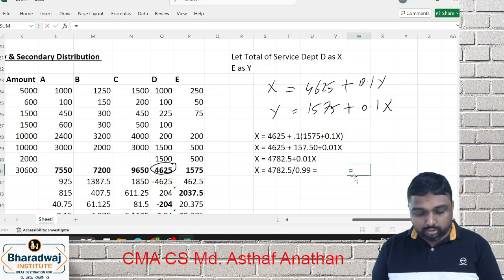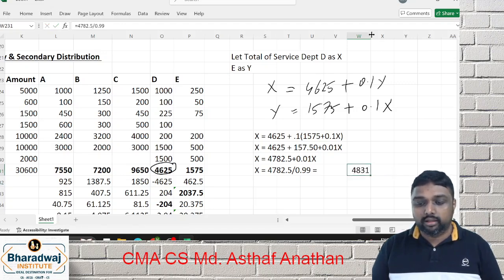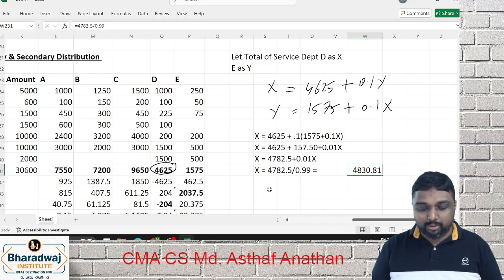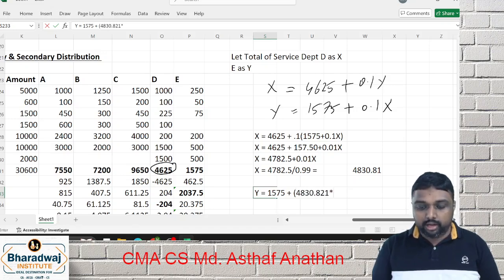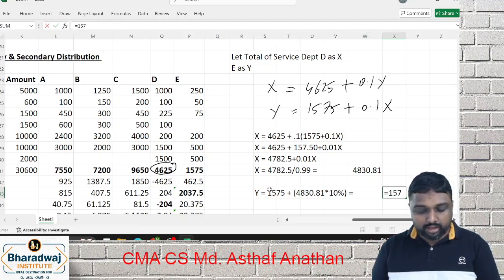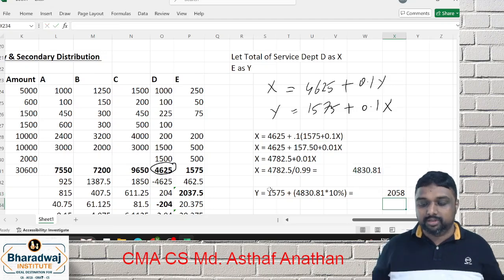I will do 4782.5 divided by 0.99. You will get 4830. This is for x. Now, how will you get y? Directly approach: 1575 plus 4830.81 into 10%. What will you get?